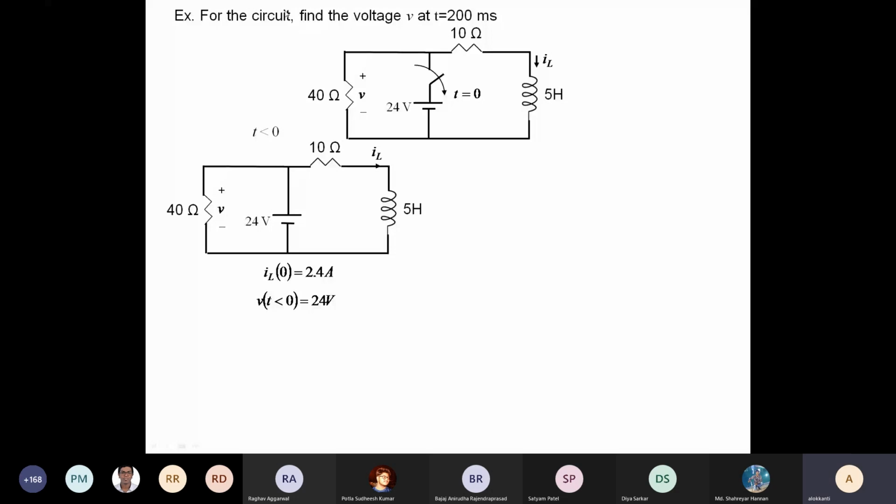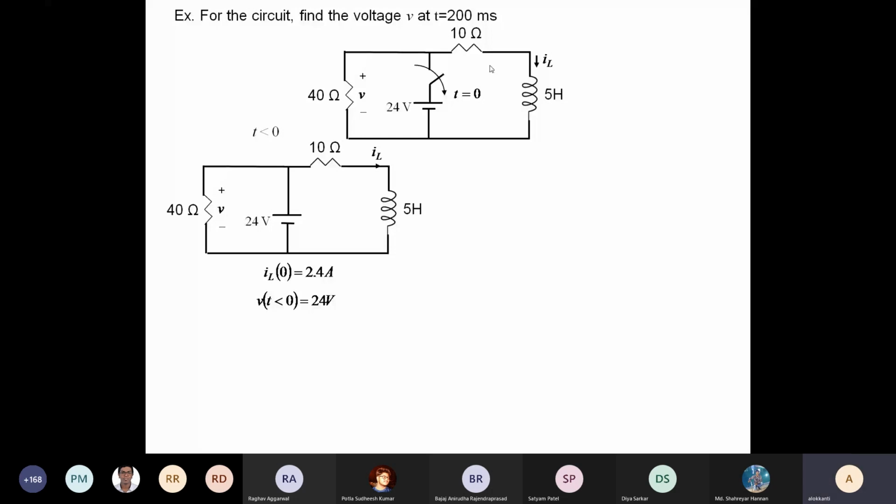You see the question asked is what is V at t equal to 200 milliseconds? That means after the switch has been operated, but this is the situation before the switch is operated. So IL0 is an initial current. There is some current in the 10 ohm, 5 Henry leg, which is only due to the resistance, because for DC the inductor is shorted. The inductor will have no effect for DC. So IL0 is basically 24 volts by 10 ohm, equal to 2.4 amperes.